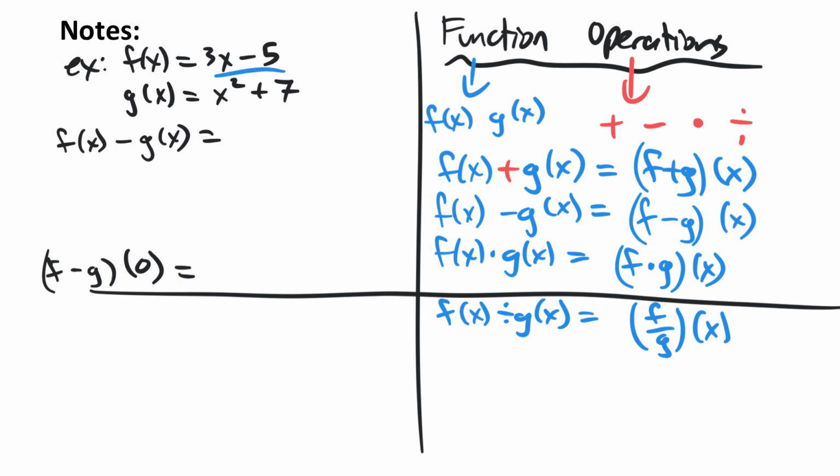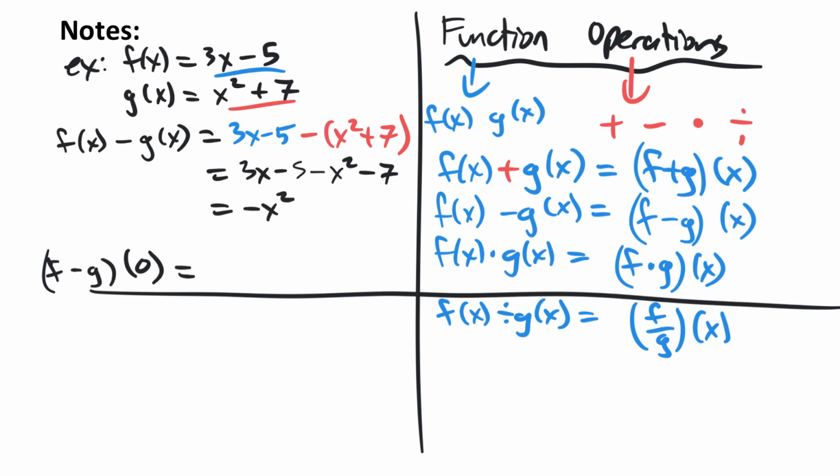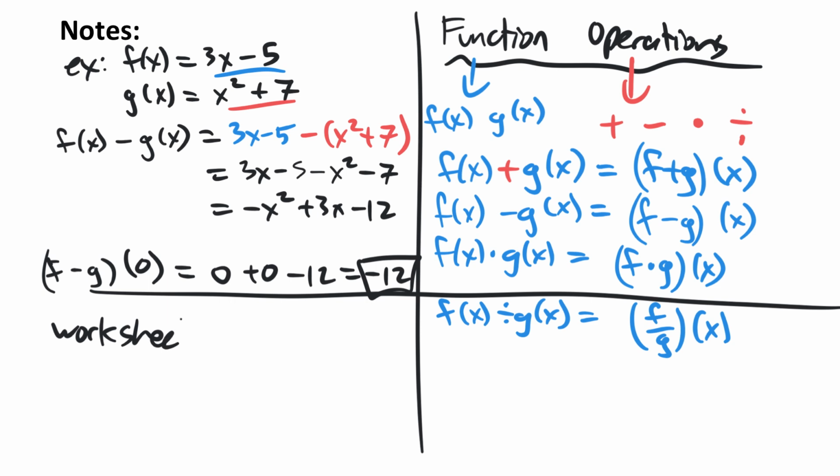All right, so if we do f of x here in blue, 3x minus 5, g of x in red, minus x squared plus 7. That's going to give us 3x minus 5 minus x squared minus 7. So negative x squared plus 3x minus 12. Now if we plug in 0 to that, we get 0, 0, negative 12. So the answer would be negative 12. For some more practice, you can try worksheet 2 and 2.5.